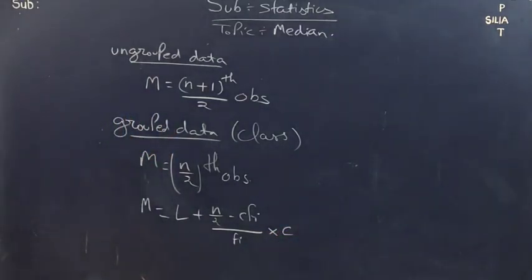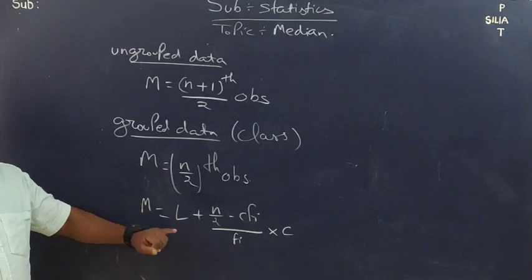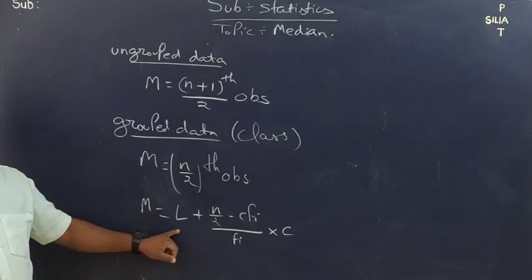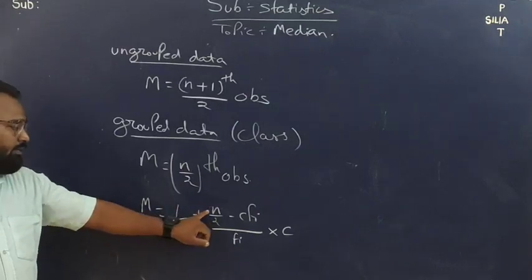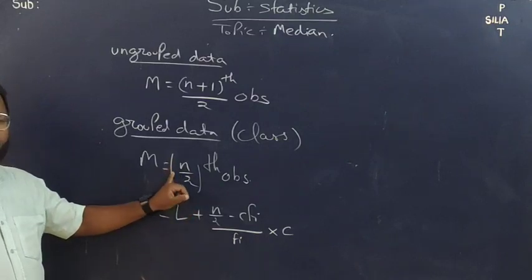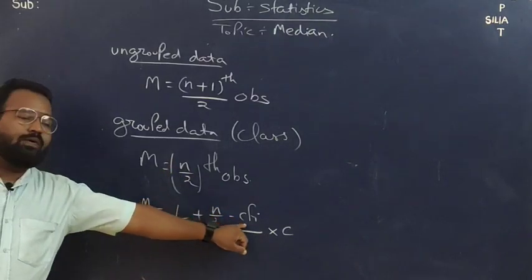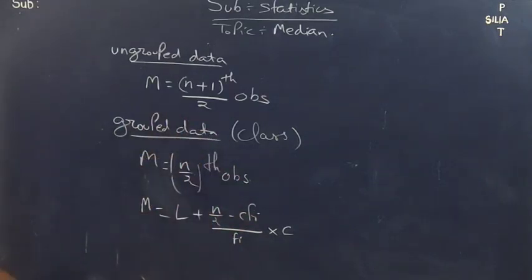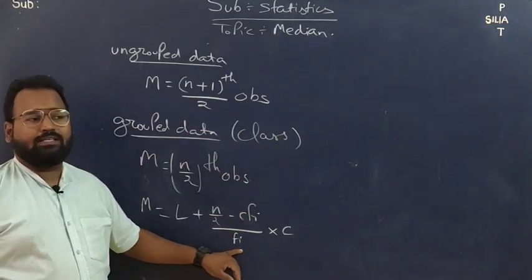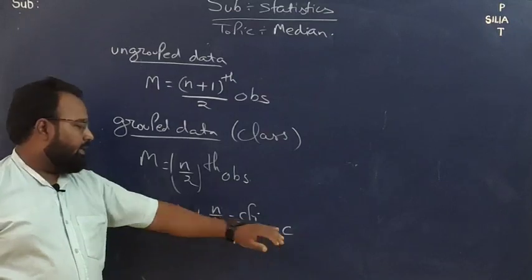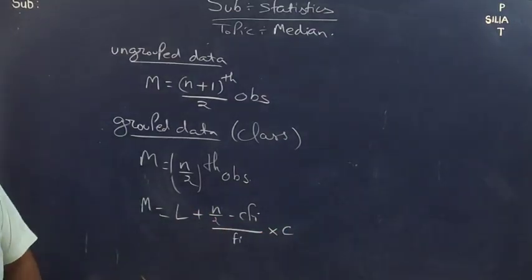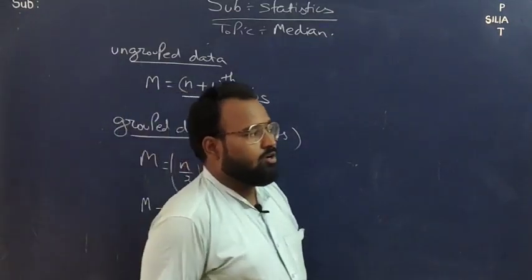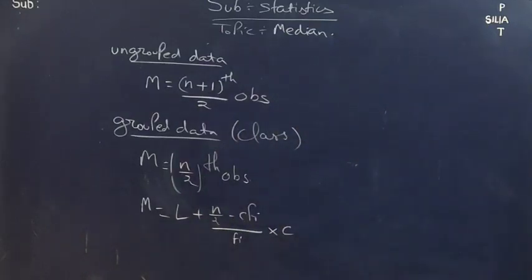Here students, what is L? L equals the lower boundary point. The value of n by 2 we will get from here. The cumulative frequency CF is the above value of the class frequency. Then the frequency of the class we have taken, and the class length. Okay students, now let us start with the sum of the ungrouped data.